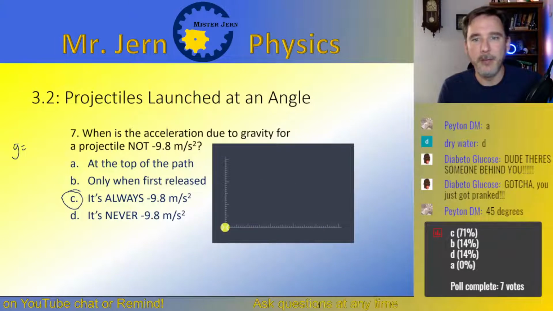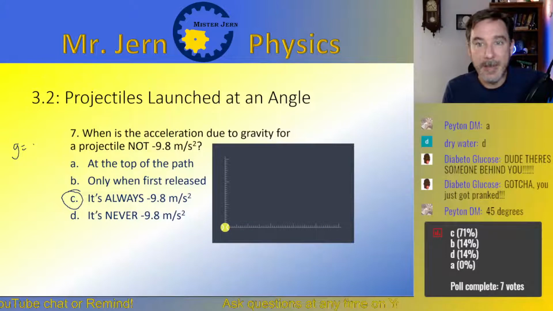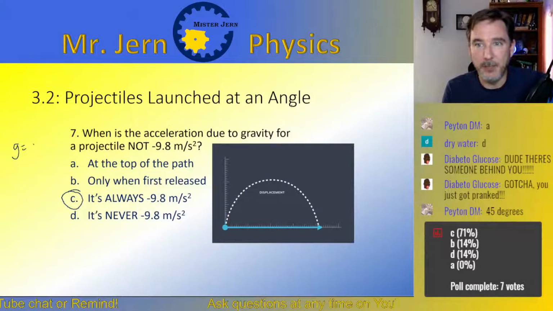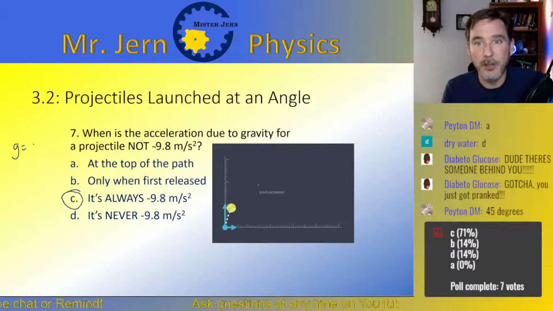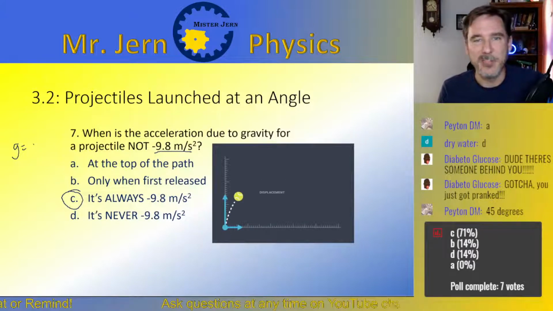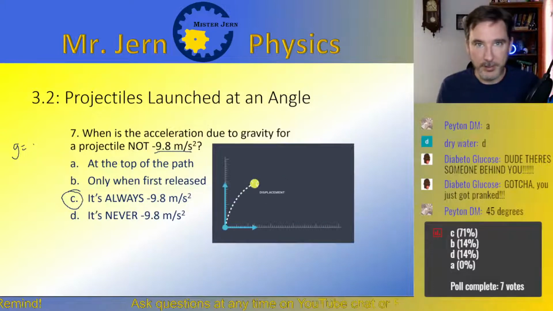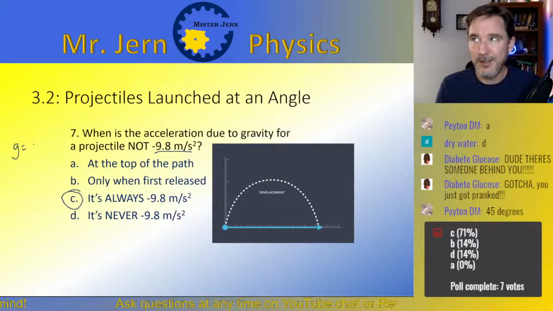Well, remember, what does the negative mean? It's downward. So it's downward, and so that's why we use the negative. Negative is downward. So yes, it is always negative 9.8 meters per second squared. That is a very common test question.